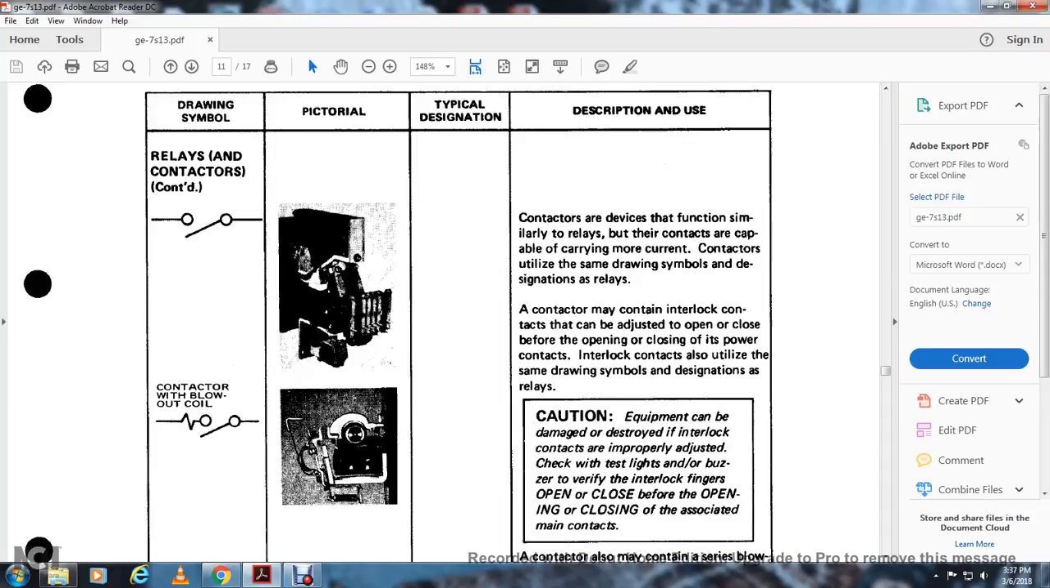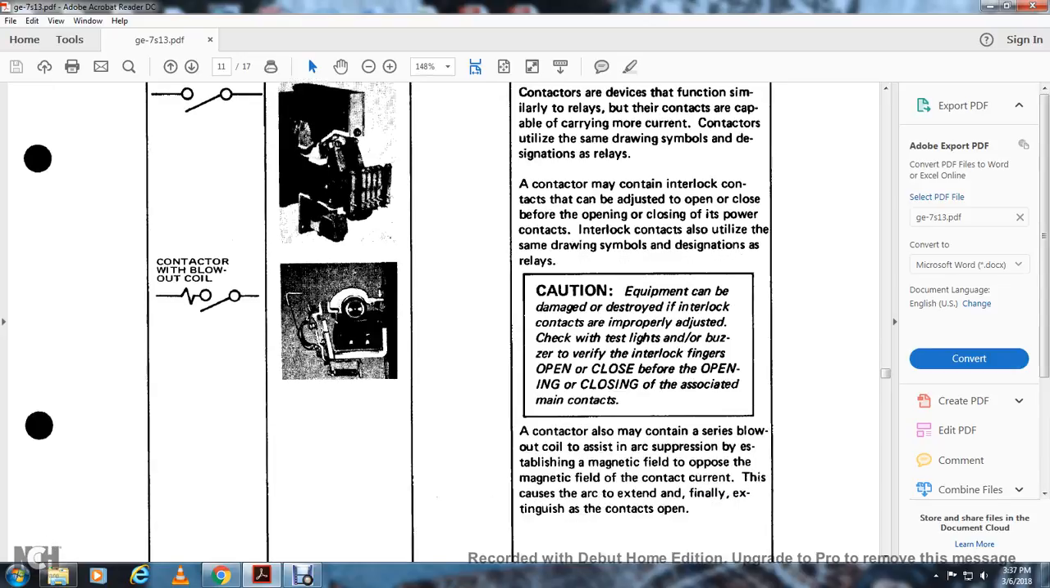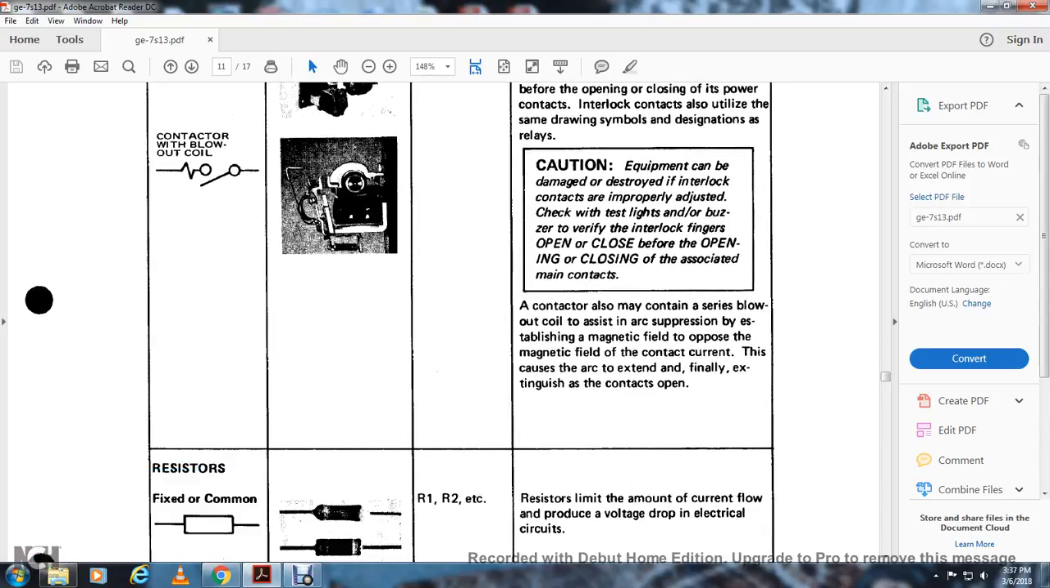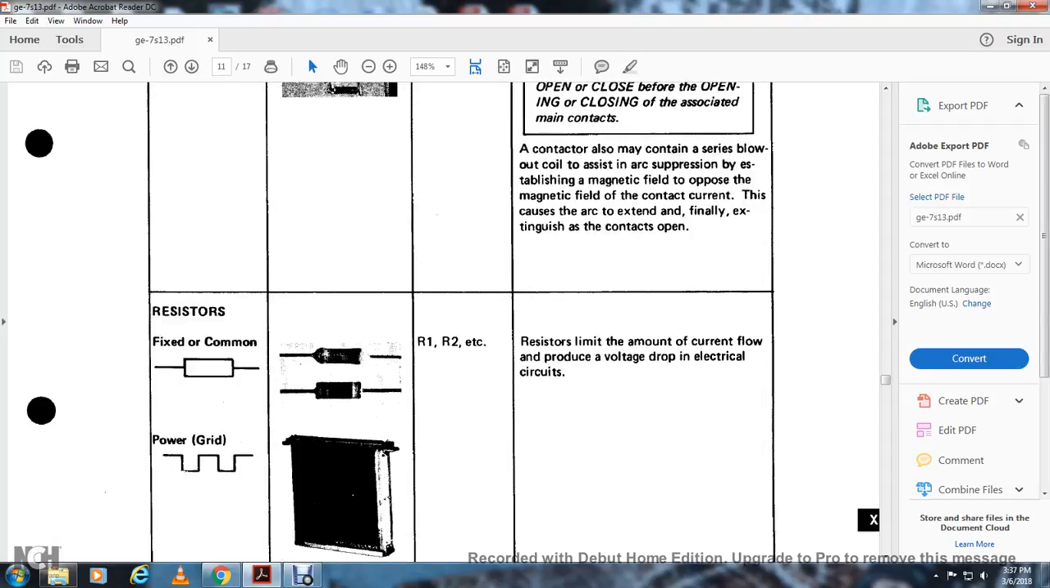A contactor with a blowout has a zigzag with a relay on it. Improper adjustment can cost money and equipment can be damaged or destroyed. Interlocking contacts should be properly adjusted. Check with test lights or buzzers to verify the interlocking fingers are open and closed before opening and closing of the associated main contacts. A contactor may also contain a series blowout coil assisting arc suppression, with the magnetic field opposing the contact current that causes the arc to extend, leading to extinguishing of the arc when the contact opens.